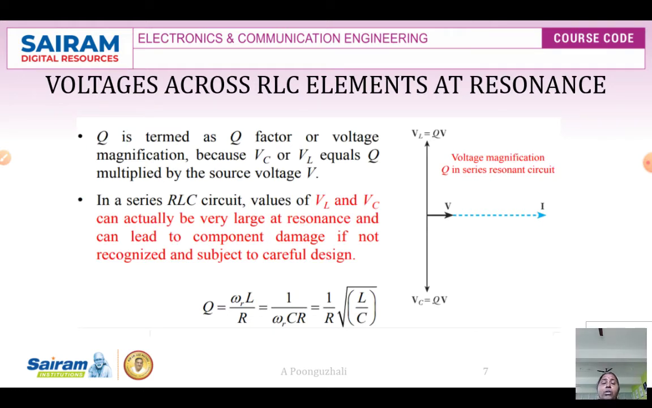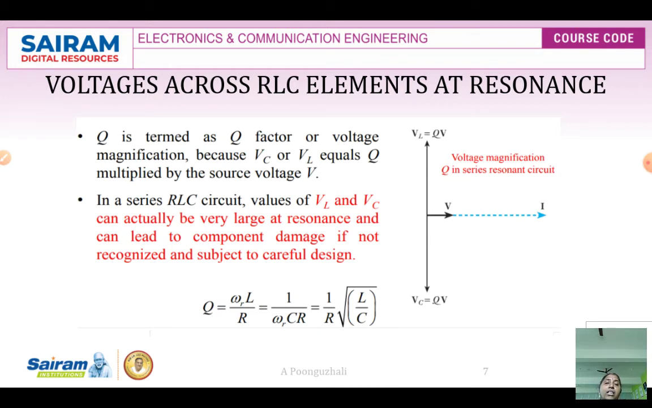Next is the voltage across the RLC elements at resonance. So here we are going to define it in terms of the quality factor, or it is going to be called the magnification factor, voltage magnification. Because V_C, the voltage across the capacitance, or the voltage across the inductance, is going to be equivalent to Q multiplied by the source voltage. So here in this case, in your series RLC circuit, the values of V_L and V_C are going to be Q times V. So it is going to be very large.